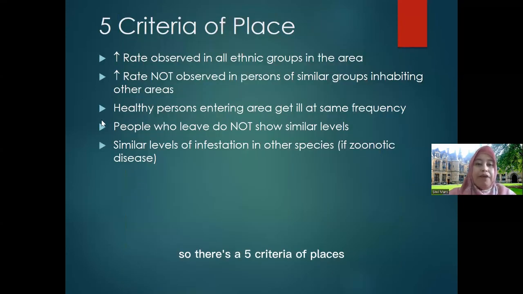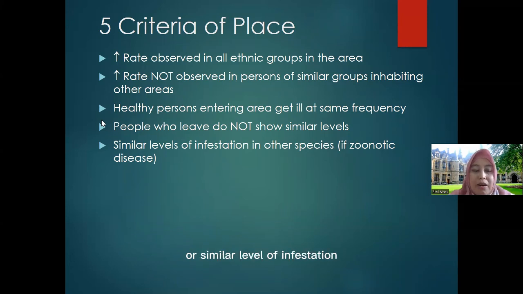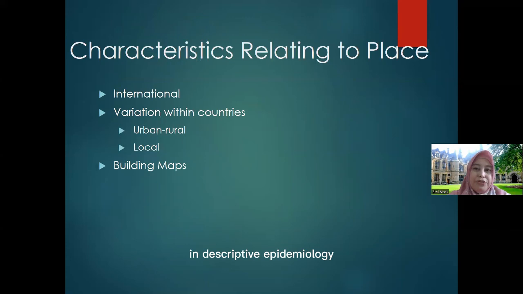So there are 5 criteria of place: the rate is observed in all ethnic groups in the area, the rate is not observed in persons of similar groups inhabiting other areas, healthy persons entering the area get ill at the same frequency, or other species do not show a similar level of infestation if it is a zoonotic disease. We can have several analyses about place in descriptive epidemiology.